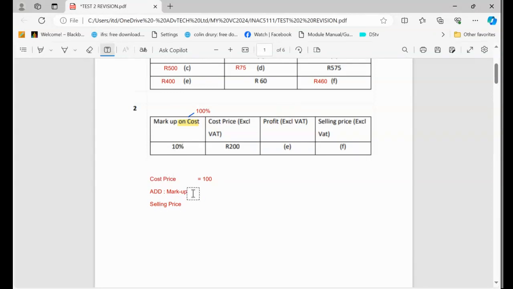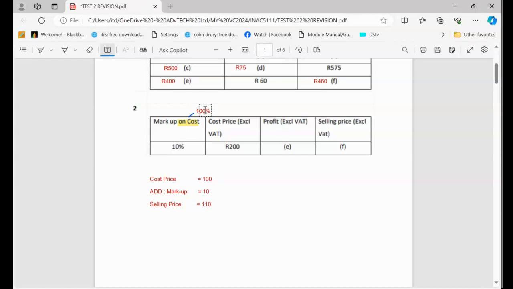And the markup is how much? It's 10%. I just have to go and put the markup as 10%. I'm just going to put it as 10. And now I use the formula. If you add the 2, you're going to get how much? You're going to get 110, because you just have to add the 2. Remember, you follow the formula. Can you see now? So when it comes to markup, you must be careful.